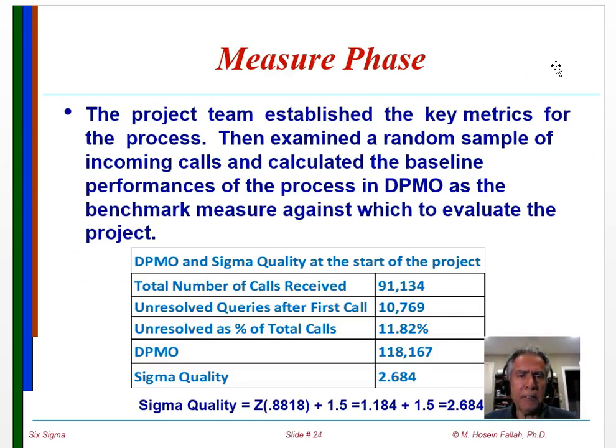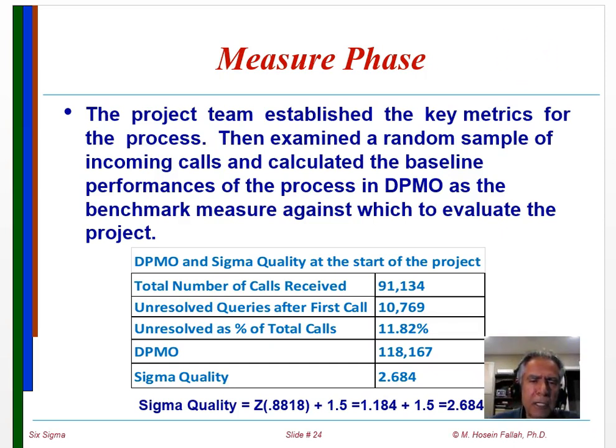So now with that, they entered into the measure phase, and in this phase they established the key measure of the performance. As we discussed, that was a ratio of the unresolved calls, and they took a random sample of calls to baseline the process, creating a process map and calculating the baseline performance.